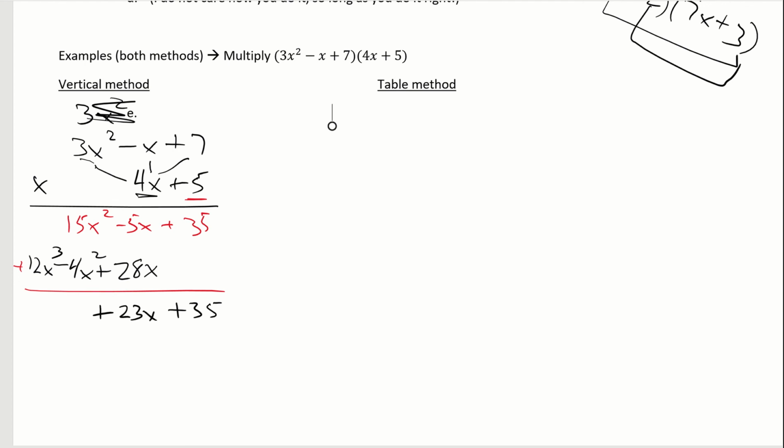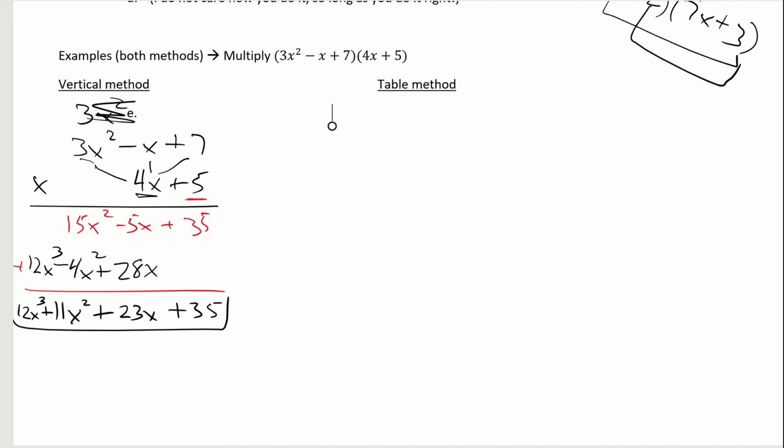The next one, do you know it? Yep, it's 15 minus 4 is 11x. Don't change the power. And then drop the last guy down. He's plus, and the last guy is 12x cubed. Folks, you're staring at the answer. Okay?